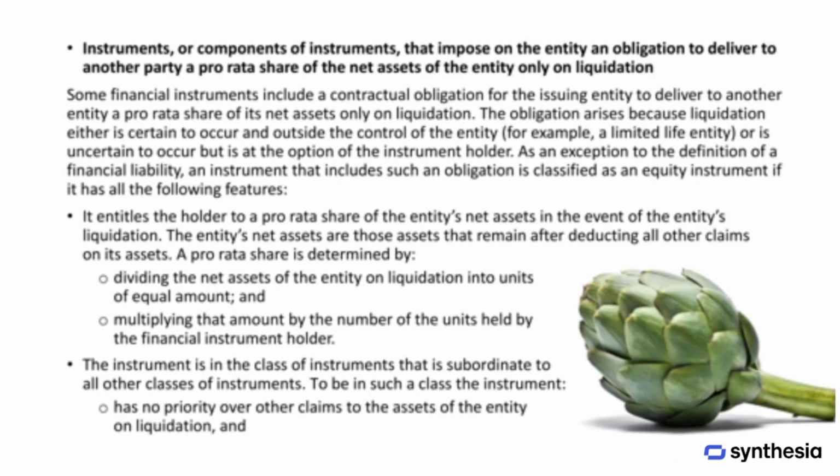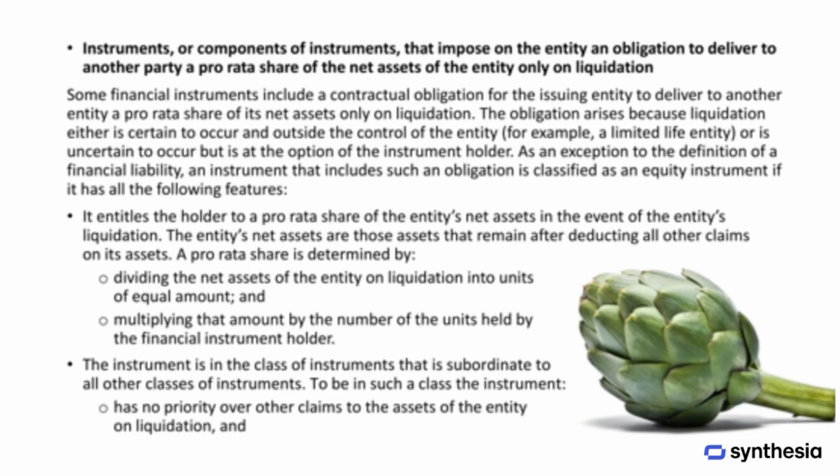Some financial instruments require the issuing entity to deliver a proportional share of its net assets to another party, but only upon liquidation. This obligation arises when liquidation is either certain and beyond the entity's control, as in the case of a limited life entity, or when it occurs at the option of the instrument holder. Such an instrument can be classified as equity if it meets specific conditions.